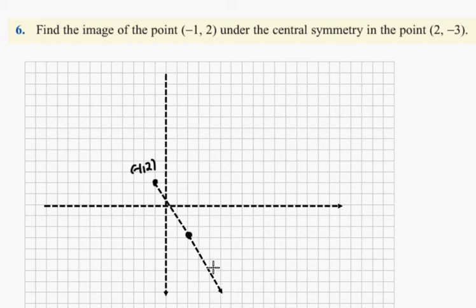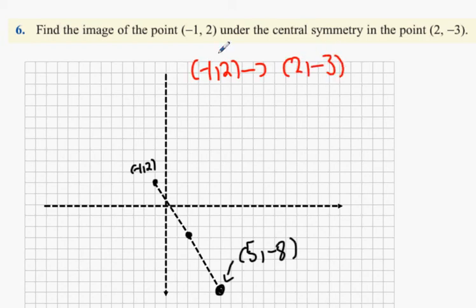We can see it's a straight line now. And what's out the other side? 5, -8. Is that right? Can anybody give me a different way of doing it that doesn't involve a diagram? Go, Cameron. So to go from -1 to 2, you add 3 to x, and to go from 2 to -3, minus 5 to y.